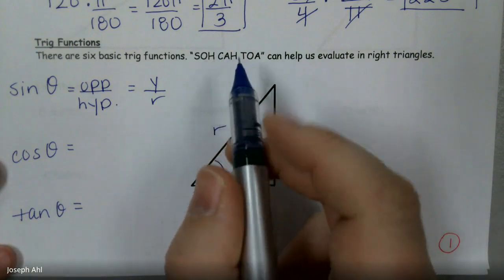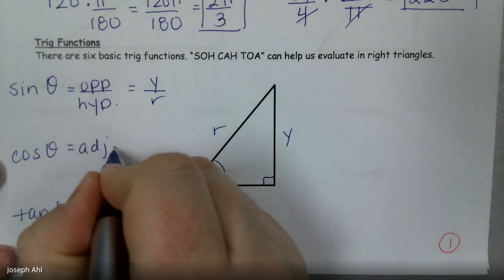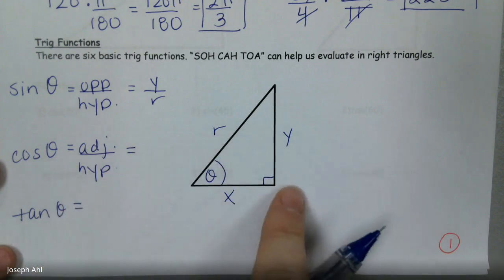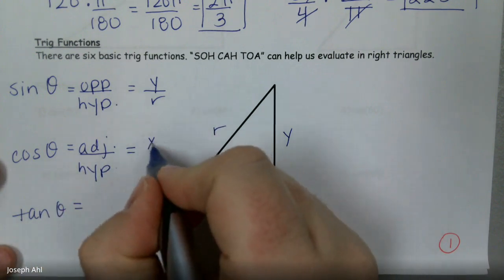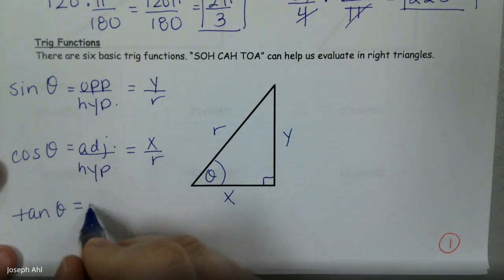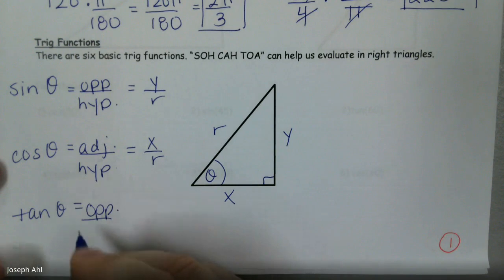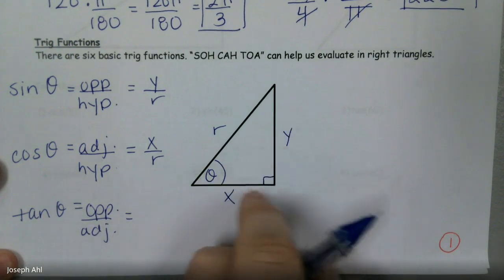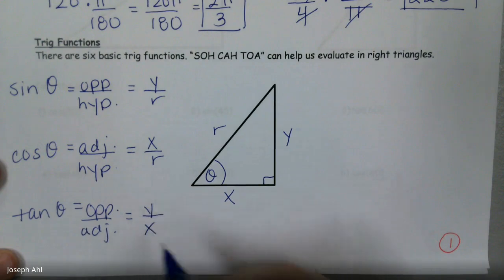If we move on to CA, adjacent over hypotenuse is what we have for cosine. The adjacent side to angle theta is the one that's right next to it. Down below it, it's the side labeled x. Hypotenuse is still r. Finally, tan is known as opposite over adjacent. So therefore, opposite is the y, the adjacent is the x. Tan is the ratio y over x.